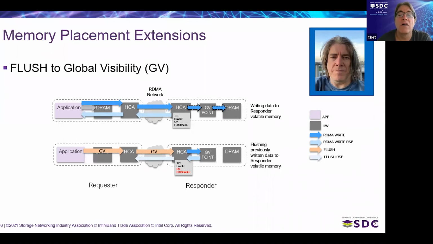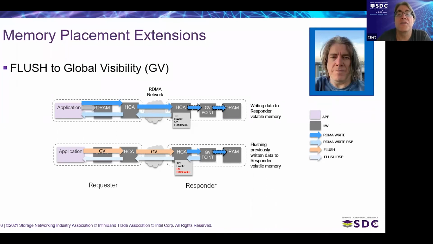Now, I'm showing the global visibility point being different from the actual DRAM, the final resting place for the memory. I'm assuming that they're not the same. They could be, but while the data could be moving from the global visibility point to the DRAM, we've already returned the flush at that point. So remember, the flush is telling you, hey, the data is globally visible now. That's what the flush is telling you in this case.